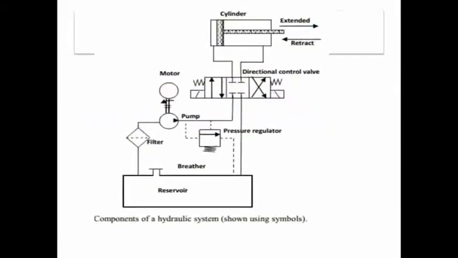So the components of hydraulic systems are shown in these symbols here. I already explained this. This is the reservoir, then this is the filter, this is the pump. The pump is driven by the motor. Then this is the pressure regulator. This is the direction control.